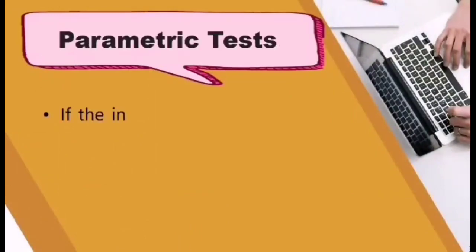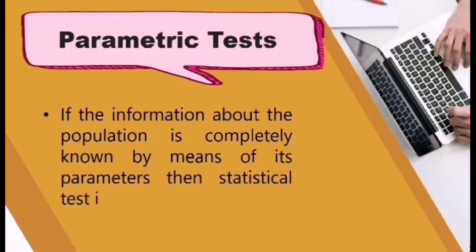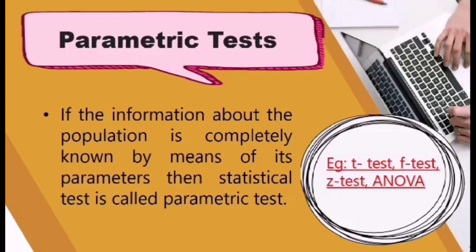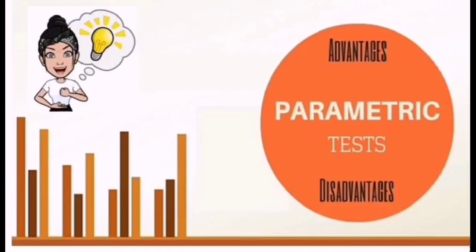So, what is a parametric test? If the information about the population is completely known by means of its parameters, then the statistical test is called a parametric test. Examples are the t-test, f-test, z-test, and ANOVA. There are also advantages and disadvantages of parametric tests.